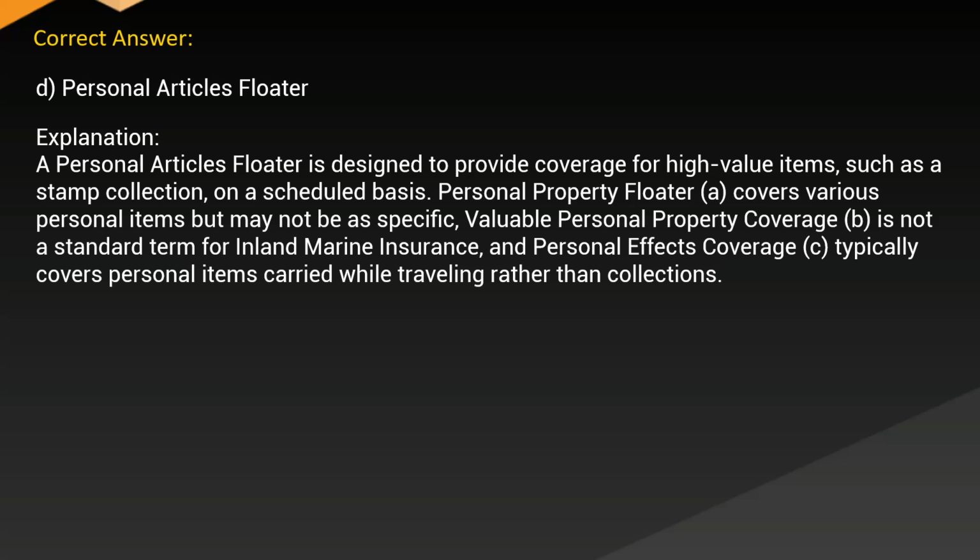Correct answer: D. Personal articles floater. Explanation: A personal articles floater is designed to provide coverage for high-value items, such as a stamp collection, on a scheduled basis. Personal property floater, A, covers various personal items but may not be as specific. Valuable personal property coverage, B, is not a standard term for inland marine insurance, and personal effects coverage, C, typically covers personal items carried while traveling rather than collections.